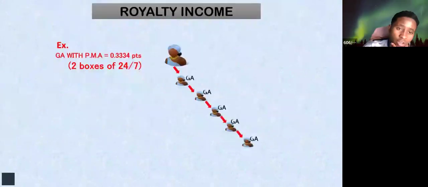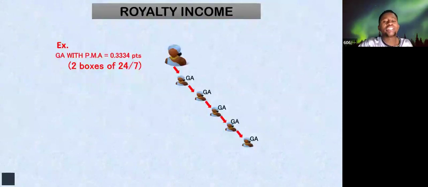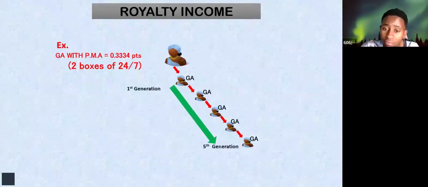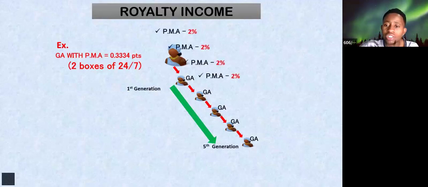So what is royalty income? Some of you have royalty income. It is only earned by global ambassadors who have other global ambassadors in their team. So if you have a global ambassador in your team, like my upline is a global ambassador, when I become a global ambassador, from his 1st to his 5th generation of global ambassadors, he is going to earn an extra 2%.